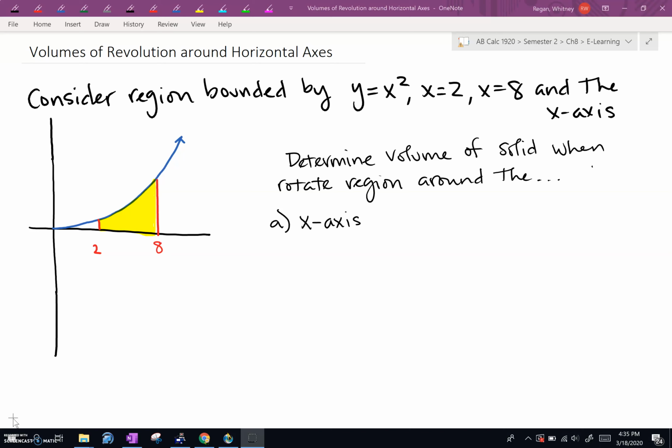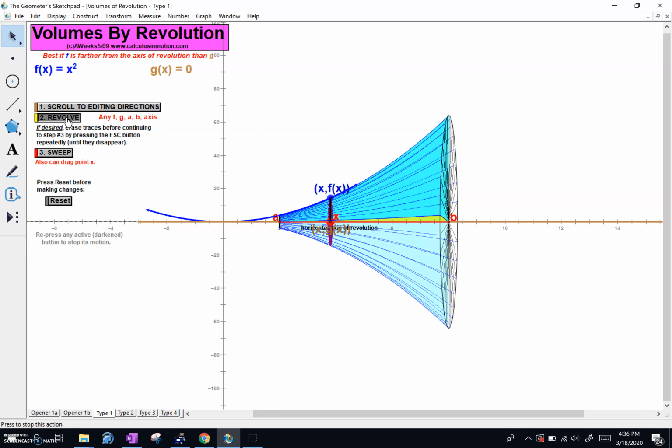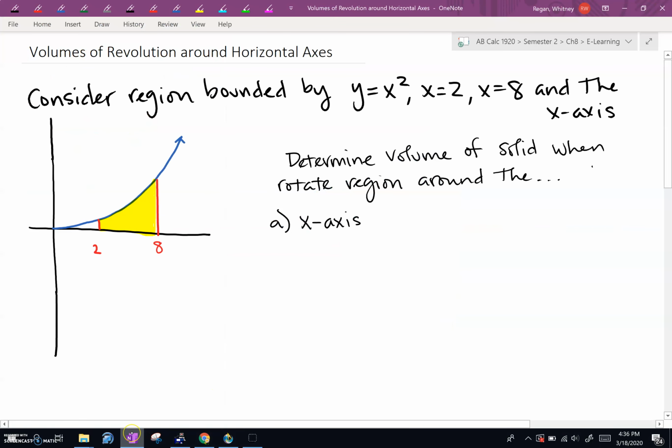So I'm just going to start with a simple region. It's between x squared, x equals 2, x equals 8, and the x-axis. What we're going to focus on is revolving this region around the x-axis. This is that same region that I have highlighted yellow, and I'm going to revolve it, so it gives me this solid. There's no space in here. It's completely solid. So our goal is to calculate the volume of that solid.